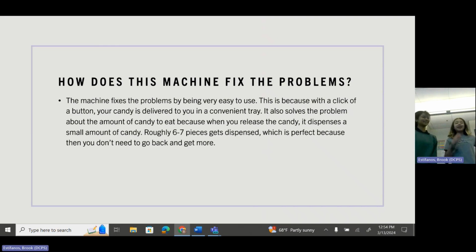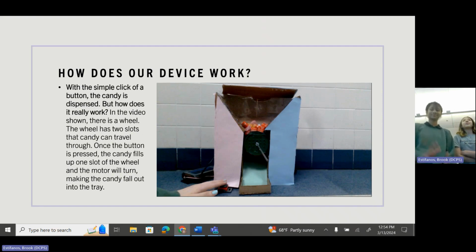This candy dispenser fixes the problem because it's very easy to use. With the click of a button, your candy is delivered to you in a convenient tray. It also solves the problem about the amount of candy to eat because when you release the candy, it dispenses a small amount of candy. Roughly 6 to 7 pieces get dispensed, which is perfect because then you don't need to go back and get more.